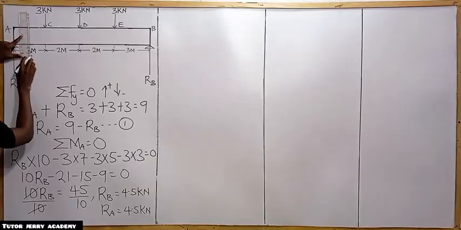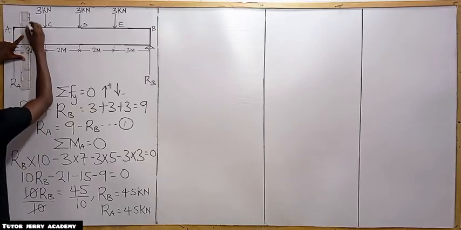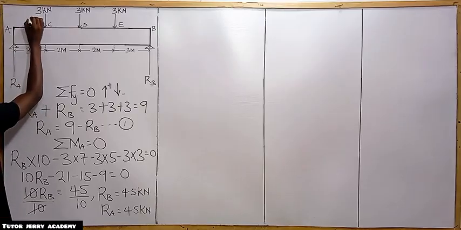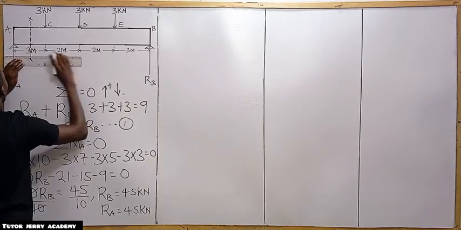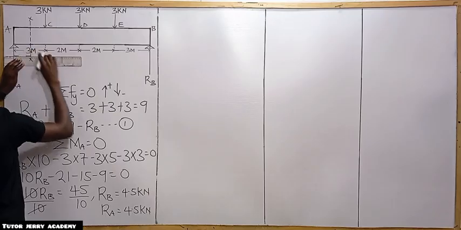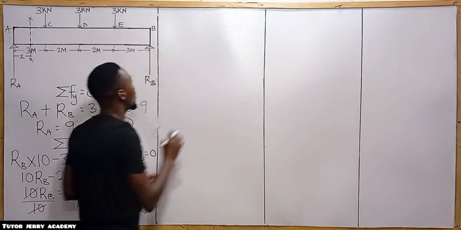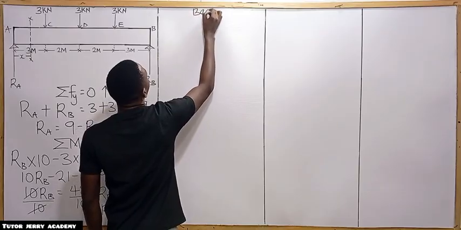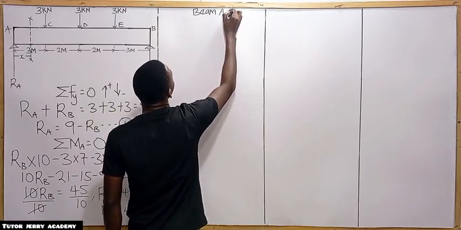We are considering beam AC. So you section anywhere between point A and C, along section X at a distance of S, a distance that we don't know, so we are calling it S. We are going to draw out the beam here, so let's call it beam AC. We are considering beam AC.